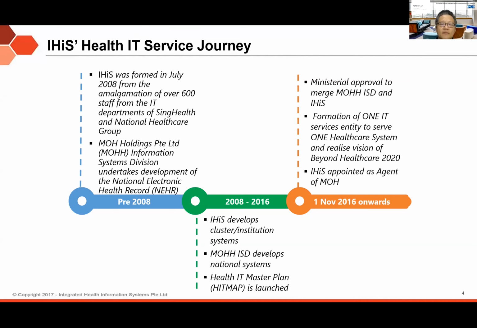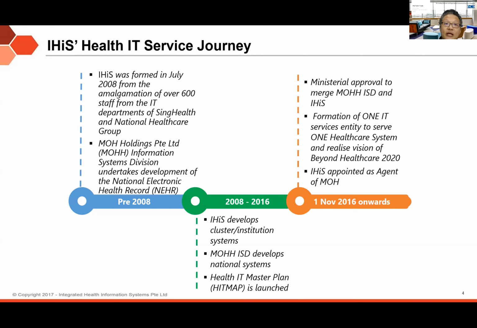The formation of the IHIS journey really reflects how the healthcare system has evolved. Just now I showed the 3 clusters, right? In 2008, it wasn't like that. We started as 2 clusters, SingHealth and NHG, and that was the point when there was a decision to break them up into 6 clusters, for reasons I won't get into here. You'll take another whole afternoon.